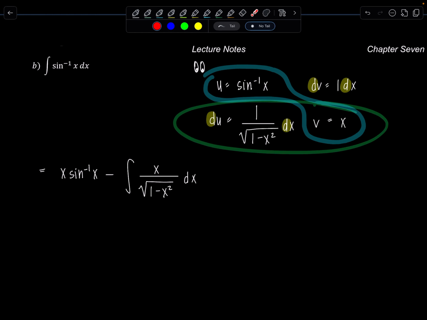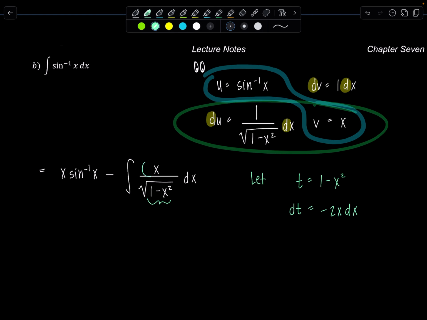For by parts, we said u is sine inverse of x. So we can't be over here lying to the people and then say, oh, changed our minds, now u is 1 minus x squared. So we got to pick a different variable. The most common one to go for next is t. So let's let t be this quantity here, 1 minus x squared. And then dt would be negative 2x dx.